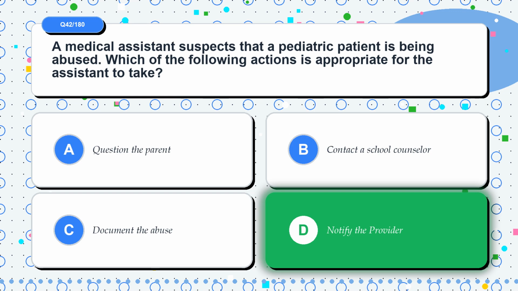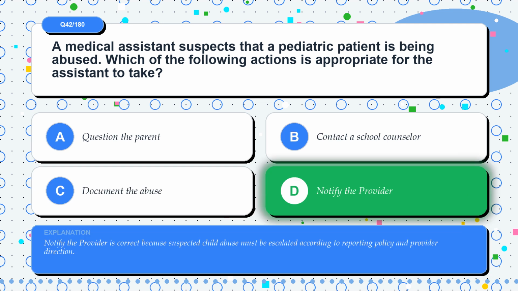The correct answer is option D, notify the provider. Notify the provider is correct because suspected child abuse must be escalated according to reporting policy and provider direction.